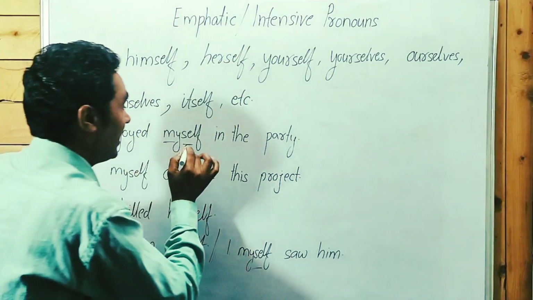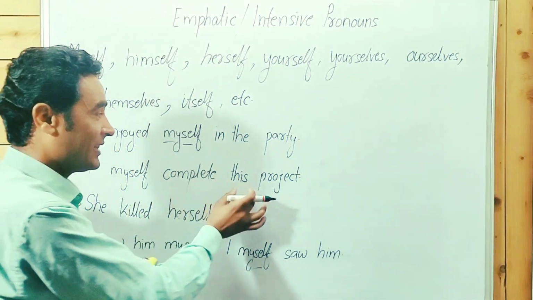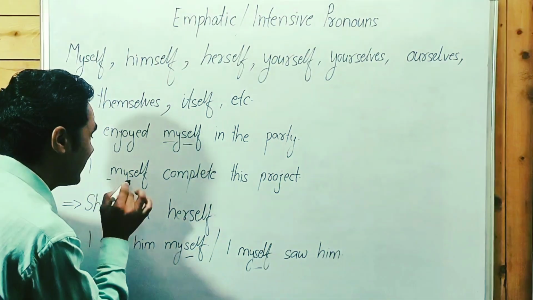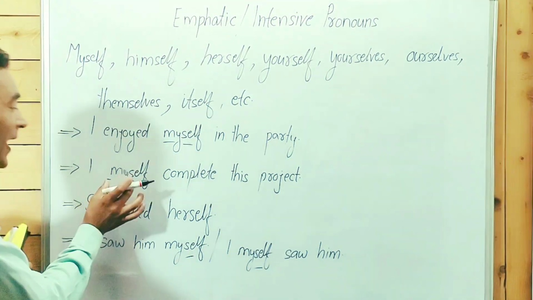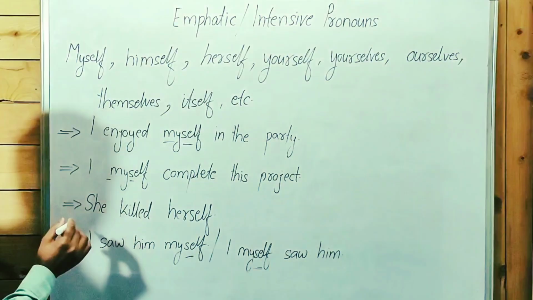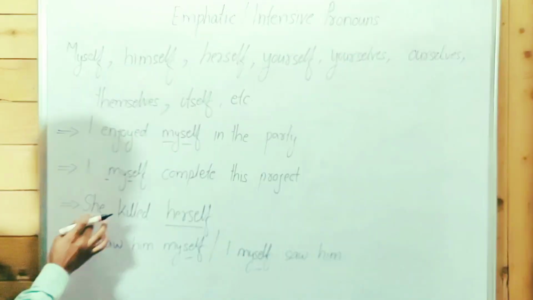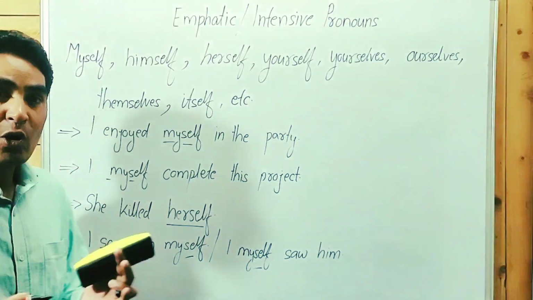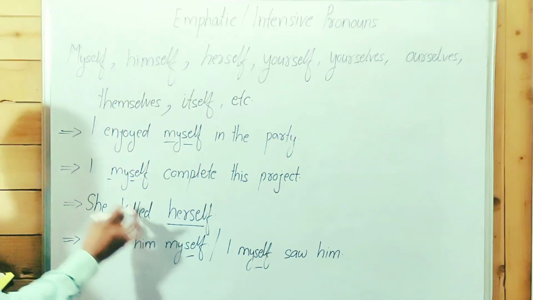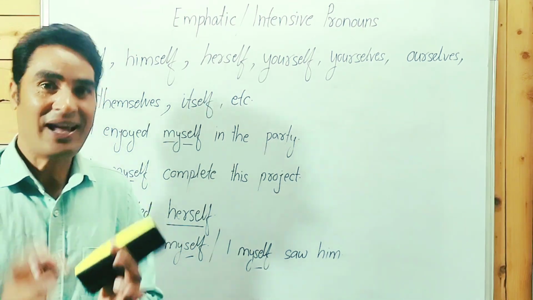This is a reflexive pronoun. And I myself complete this project. This is an emphatic pronoun, an intensive pronoun. She killed herself. Self pronoun has been used in this sentence after a verb. It means it's a reflexive pronoun.